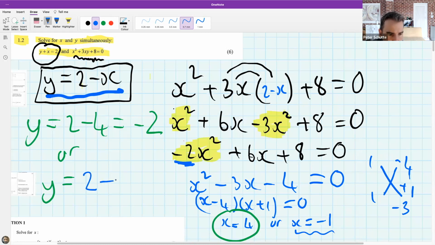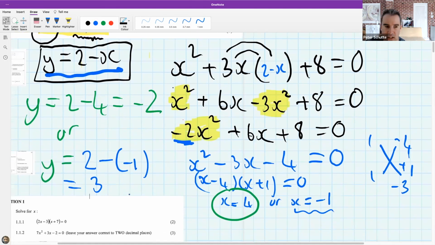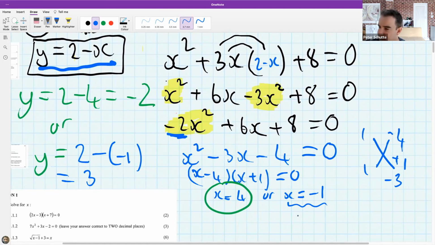Okay, so let's have a look. You put 2 minus -1. But now the sneaky bit is minus and minus is a plus. So you end up getting 3 actually. Does that make sense? Because you go -1. So I think I might have lost you there, but that was sounding great. So what I got is my y is -2 here, and my y is 3 here.